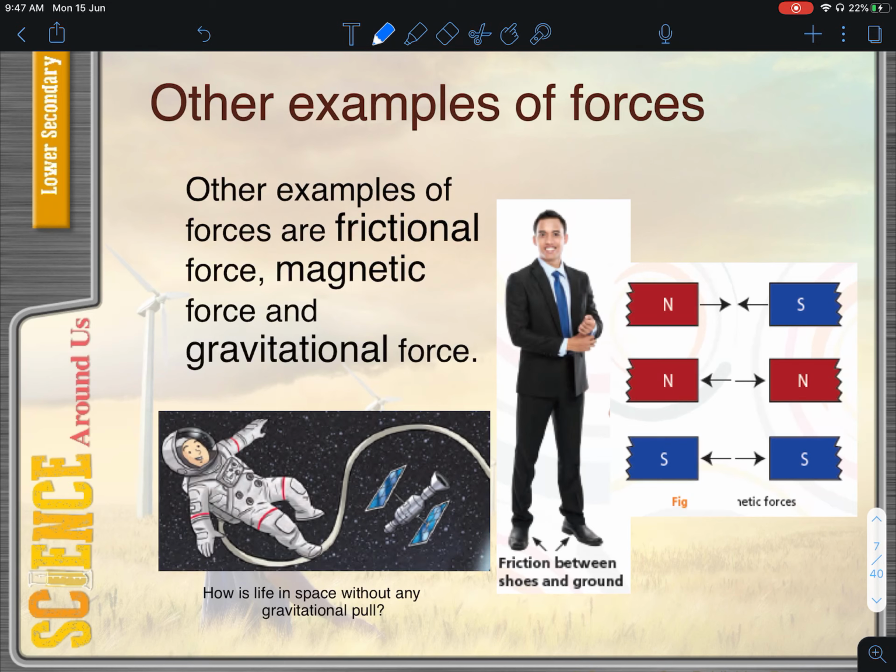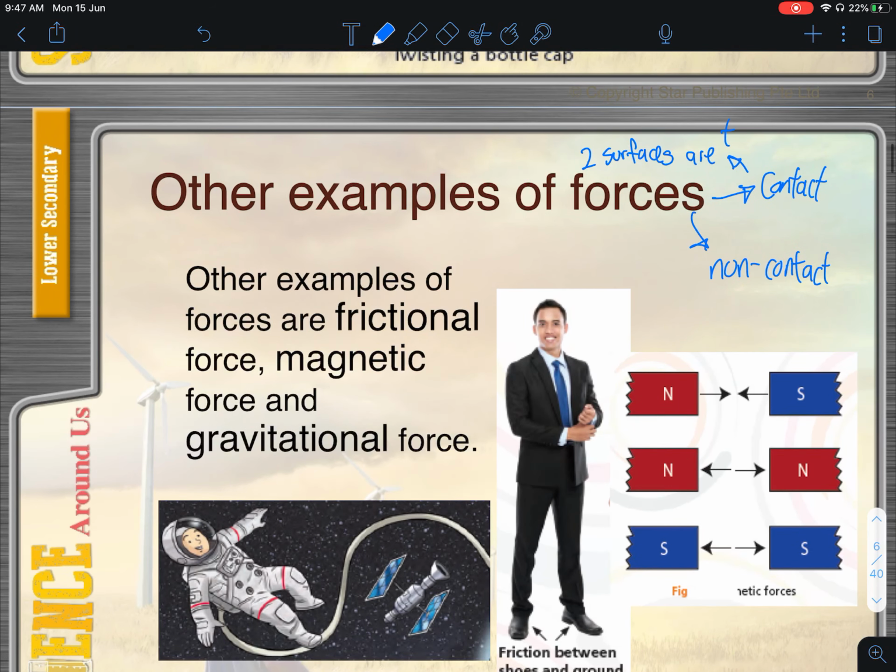There are of course other examples of force which are non-contact. So when we look at force, there are two types of forces: contact force and non-contact force. So what are contact forces? Contact force is where two surfaces are touching each other. Okay, that's the meaning of contact. Non-contact means you have nothing touching each other.